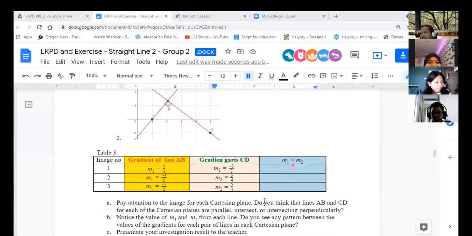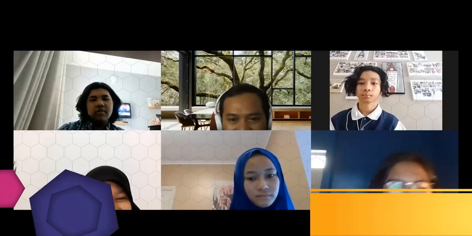Boys, how about the boys? Yes, it's actually true. You have filled all of the gradient for lines A, B, and C. And for the boys, we'd like you to multiply that. Yeah, there we go. You do the same thing with the second image and the third image.